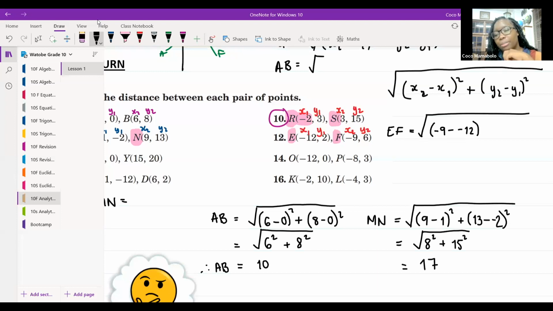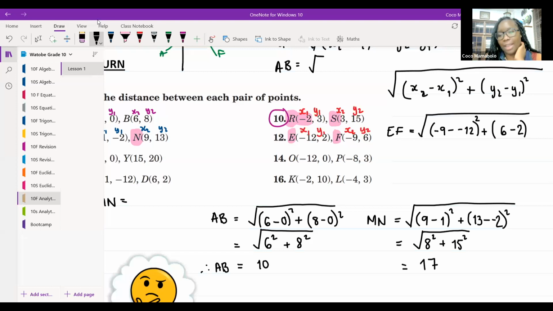What must I do then? I must add. Before we add, the whole bracket needs to be squared. Good, square. Plus, open brackets. What is my y2 value? Y2 value is 6. Good. Then finish up for me: 6 minus y1, which is 2. Good, 6 minus 2, and then close brackets, and then square.